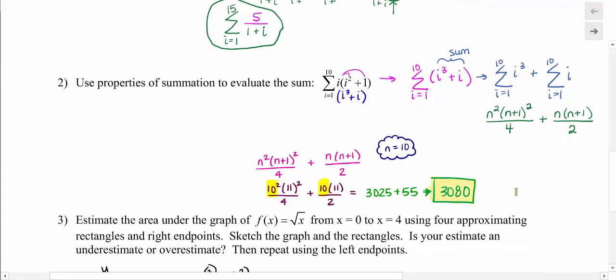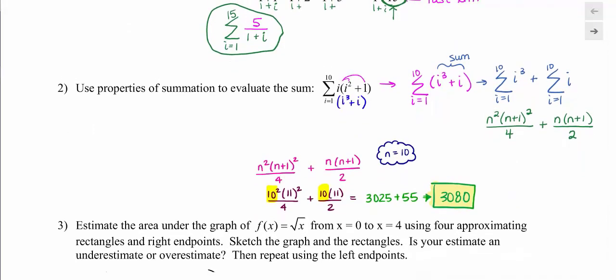Okay, so now let's look at a problem where we're going to have to get a graph of something, and we're going to have to approximate an area. So we're going to estimate the area under the graph of f of x equals square root of x from x equals 0 to x equals 4. And we're going to do this using 4 approximating rectangles, first with right endpoints. We're going to sketch the graph and the rectangles, and then we're going to answer the question, is your estimate an underestimate or overestimate? And then we'll do the whole thing again using left endpoints.